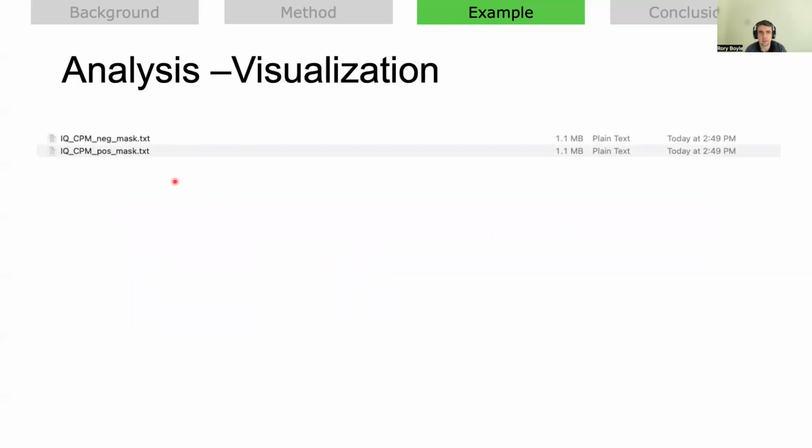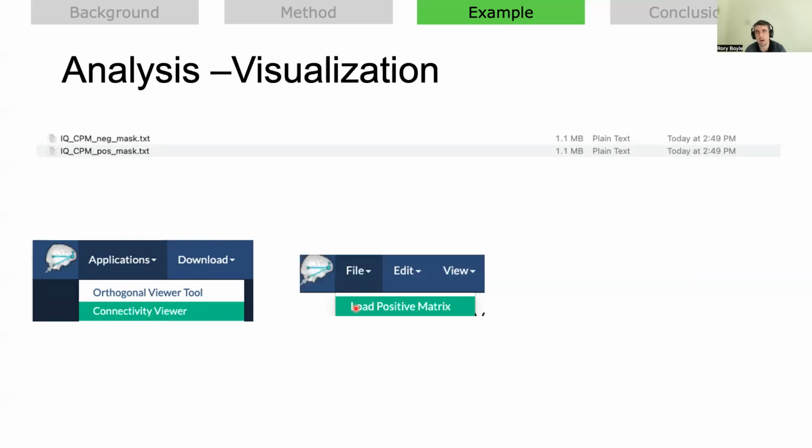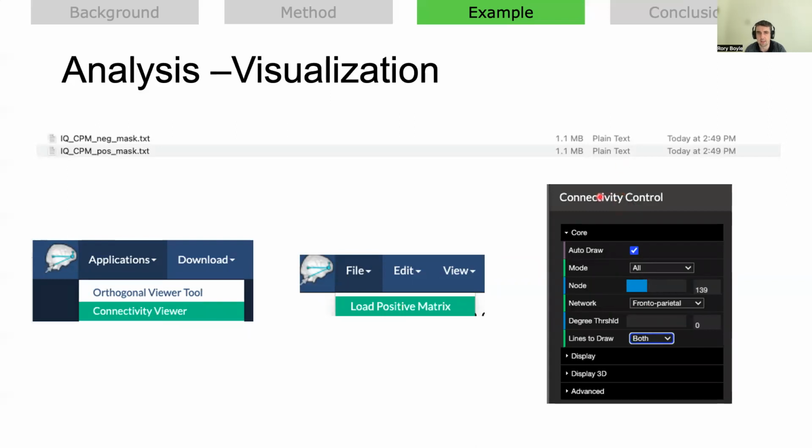So you also will have 2 text files saved in your output, and these contain the binary masks for your positive and negative networks. So to visualize these, you can open up Bioimage Suite Web. The URL is bioimagesuiteweb.github.io. So if you click on Applications, Connectivity Viewer, make sure to first load your positive matrix. I think you will be prompted to always load the positive matrix first, but just do that first anyway. And you can then load your negative matrix as well. And then on the right-hand side of the screen, in the connectivity control toolbox, make sure that all is selected for mode, and 0 is selected for degree threshold so that all connections are visualized, and lines to draw is equal to both. So you show both positive and negative networks, which again essentially shows the combined network.